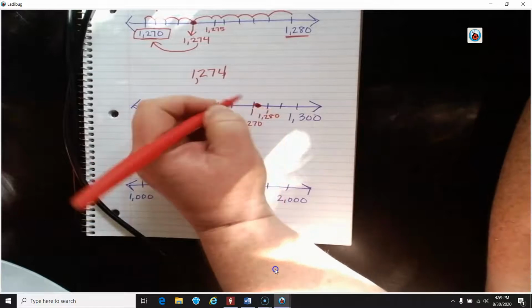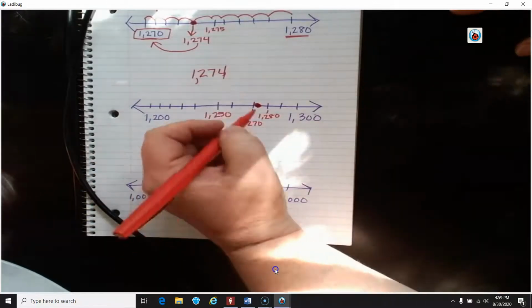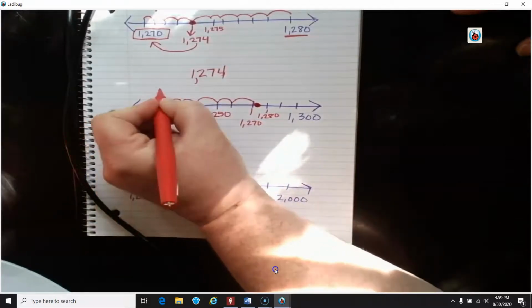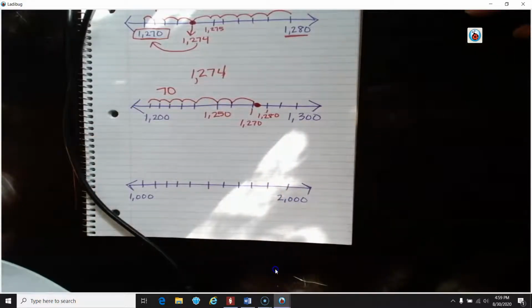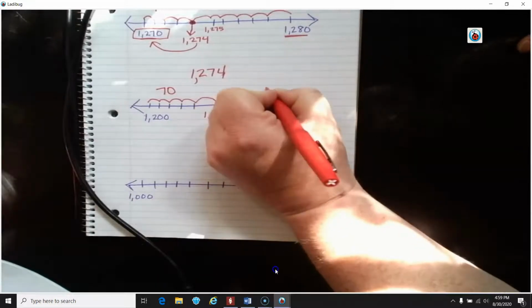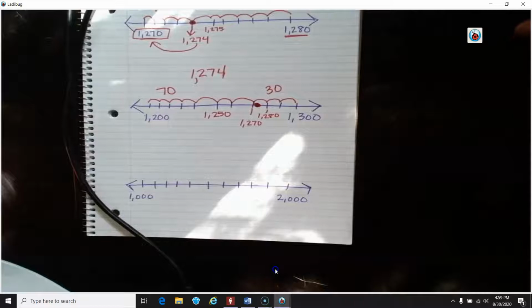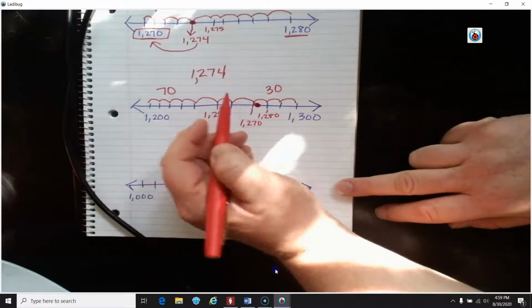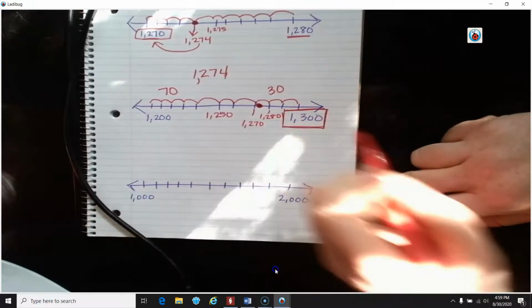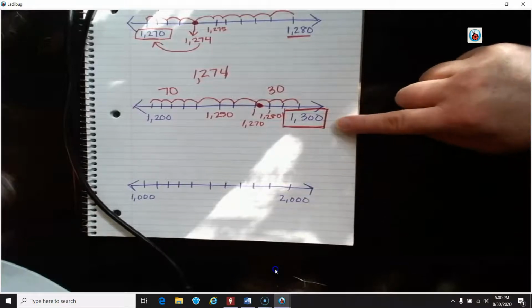All right, so I'm going to see how many hops away I am each direction. Now, hopefully, you can already see visually which 100 this is closer to. But let's do it like this. 1, 2, 3, 4, 5, 6, 7, which is 70 because that's 7 tens away. And going this way, we have 1, 2, 3, which would be 30. So I now can see that if I round this number to the nearest 100, it is closer to 1,300. We're rounding that number up to the next 100, excuse me.